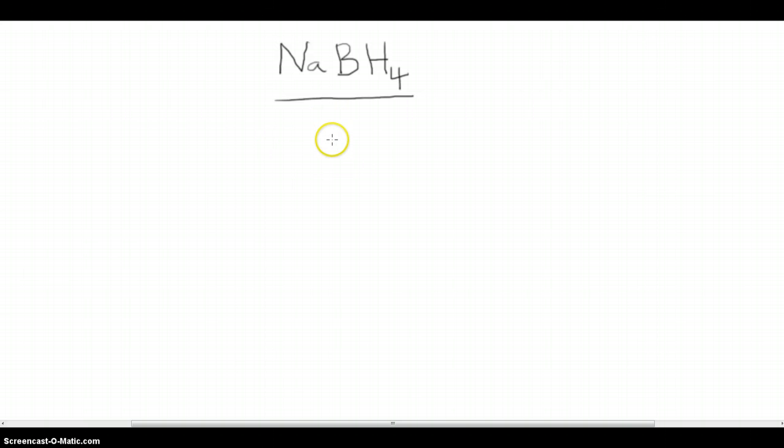Alright, so borohydride, first is BH4. Sodium, as you know, is +1, so there's the cation. And there's the anion. What we're going to do now is draw the Lewis structure for the borohydride polyatomic anion.